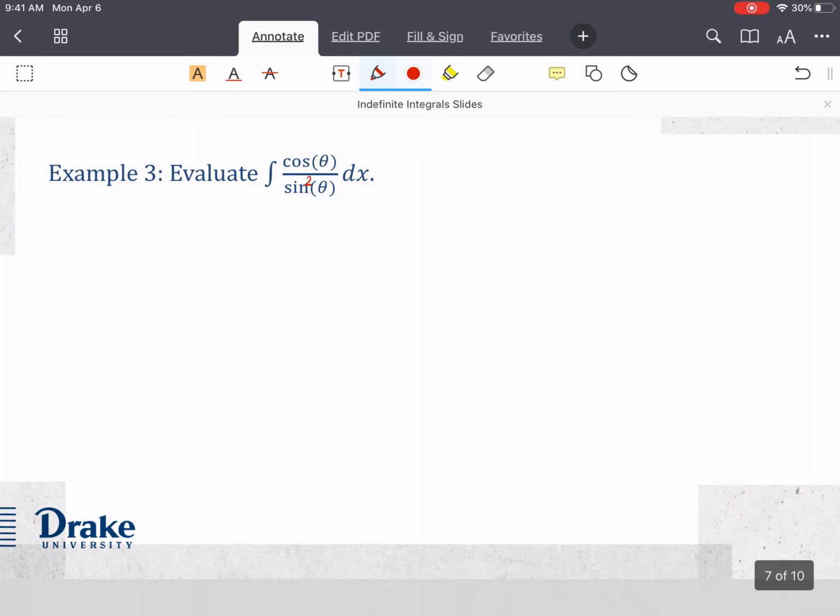So the way I'm going to do that is, because the bottom is sine squared, I can rewrite the function as integral of cosine theta over sine theta times sine theta, because I know that this is multiplied twice, and this is d theta. Okay.